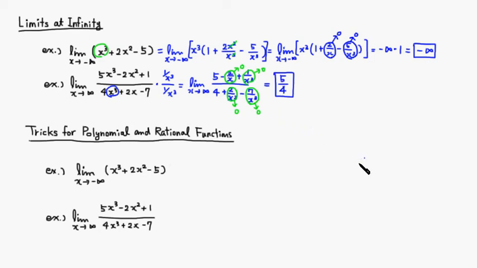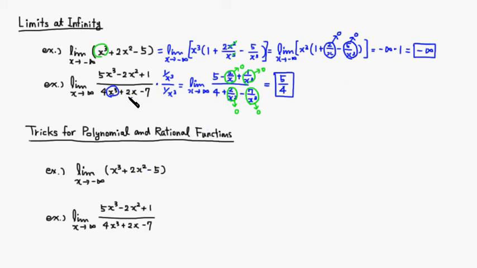So that's how you evaluate the limit. But if you have a polynomial function like the first example, or a rational function like the second example, there's a trick to evaluate the limit in a much shorter way. So let's do that, with the same examples.